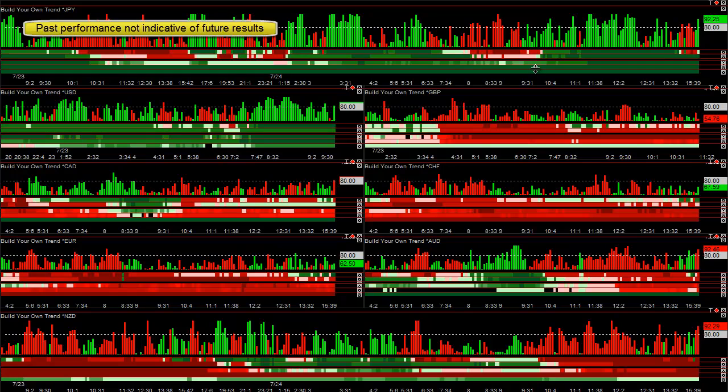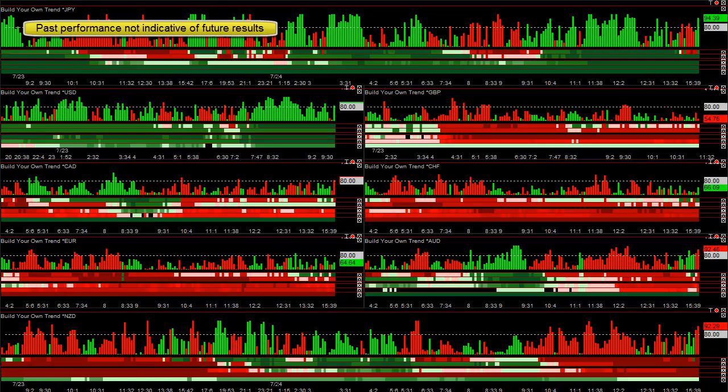I rarely use it. If I have one that's strong on all time frames and another one's weak on all time frames, sometimes under certain circumstances I'll trade bigger lot sizes. But other than that, I don't even use it. So from 10 o'clock on, it's pretty clear. Step one, you want to look for sells in the New Zealand yen.